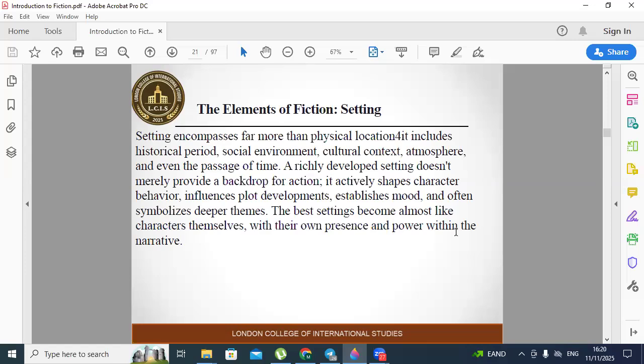Think of the moors in Wuthering Heights, the Mississippi River in Huckleberry Finn, or dystopian London in 1984. These settings aren't interchangeable, they're essential to their stories' meanings.